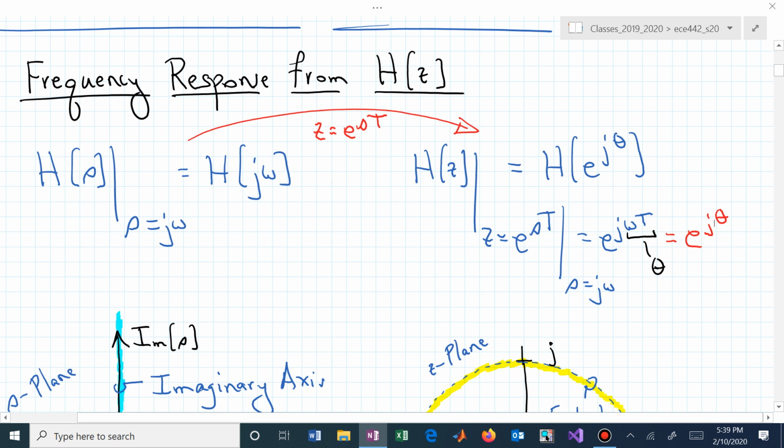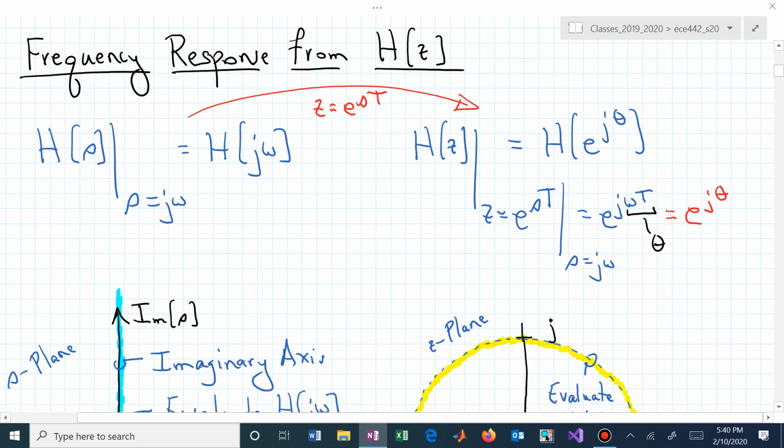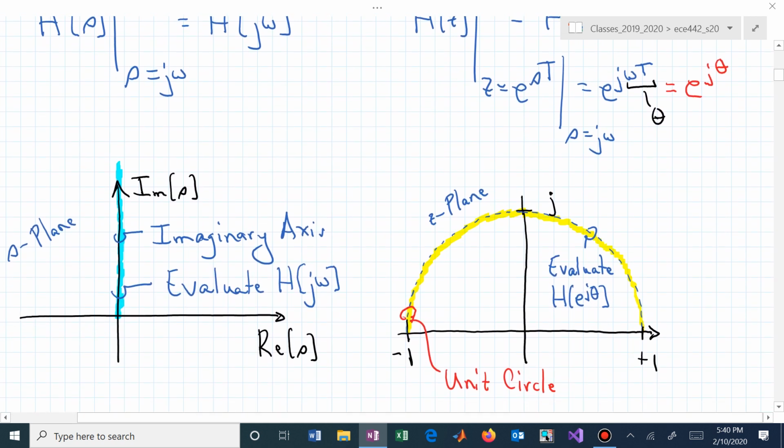So now we're evaluating H at e to the j omega T, and we consolidate omega T into one variable and call it theta. That's actually an angle. Omega is radians per second, T is the sample period in seconds. We multiply those together and we get radians. The generic unit for theta is radians: e to the j theta. We're all very familiar with Euler, and we know that the magnitude of e to the j theta for any value of theta is 1. We'll maybe walk through that in a minute.